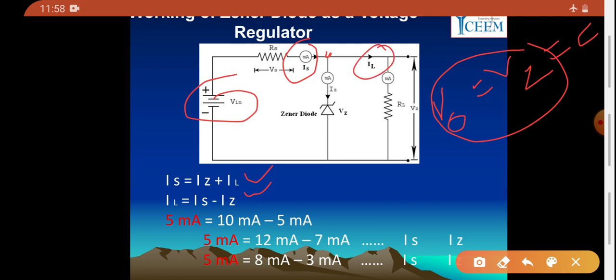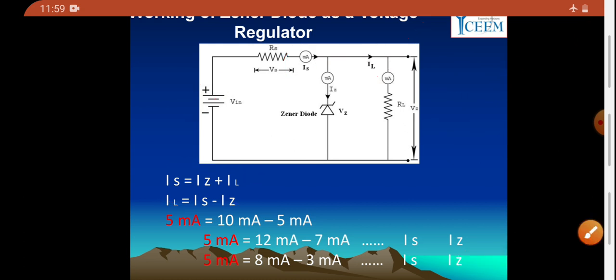So our task is to keep this IL constant, load current constant. Is अगर चेंज होता है डिपेंडिंग ऑन V in, तो भी हमको IL कांस्टेंट रखना है, लोड करंट कांस्टेंट रखना है. क्यों? फॉर गेटिंग आउटपुट वोल्टेज और जेनर वोल्टेज एज कांस्टेंट. Because we want to design a regulator circuit. What is the output of a regulator? It should be constant. So we have connected the Zener diode in reverse bias and we have got this equation.